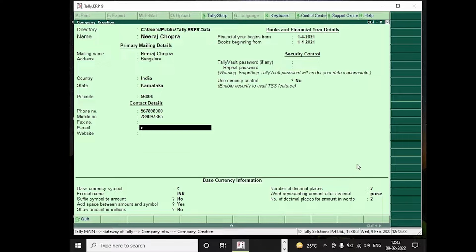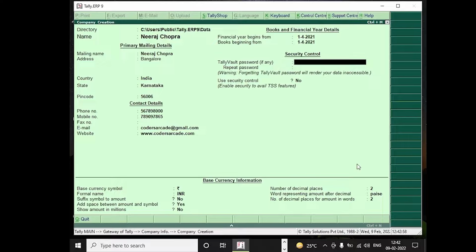Email ID, I'll be giving our company's email ID, codersarcade@gmail.com. Website www.codersarcade.com. Financial year begins from 1/4/2021. So in accounting, financial year begins from 1st of April. So press enter.